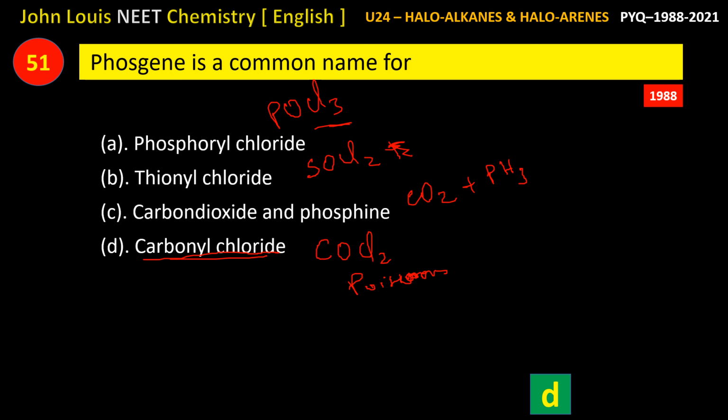See here, nothing to understand, nothing to derive. Our memory is tested. Phosgene's chemical name is carbonyl chloride. Its formula is COCl2. Hope you have understood it clearly.